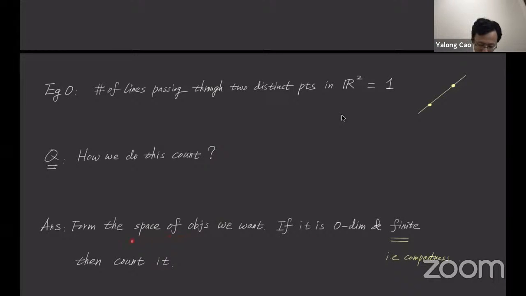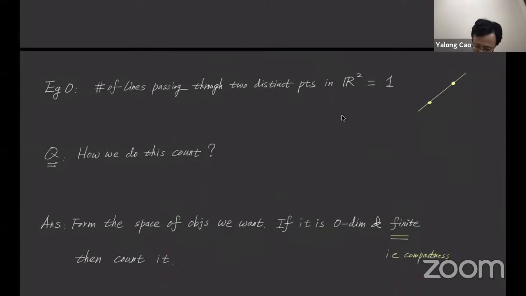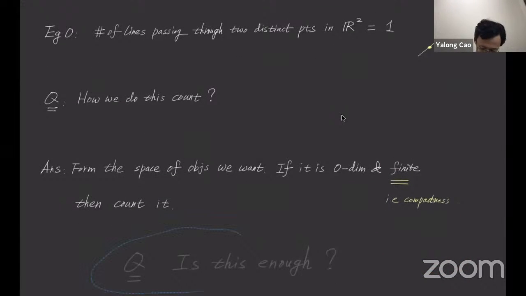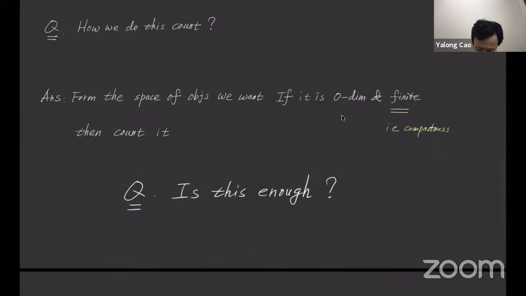If we are lucky, we get a 0-dimensional space which is finite, and then we can just count the number of points in this finite set. Here you see that the notion of compactness in topology already appears, because we need some finiteness to count. Then the question is, is this enough?